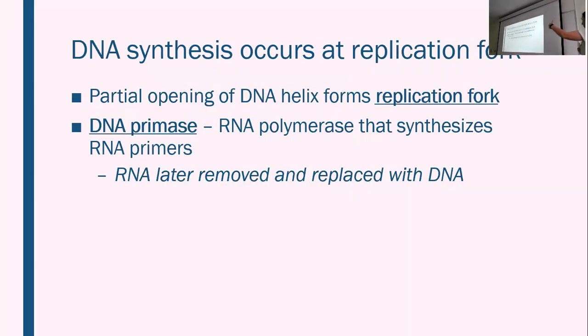Now that opening that we were just looking at, we pull the two strands apart. It causes the DNA to have a fork in it. It opens up, and it is called the replication fork. It is the opening or the fork in the DNA where replication is happening. And this is where DNA primase comes in.